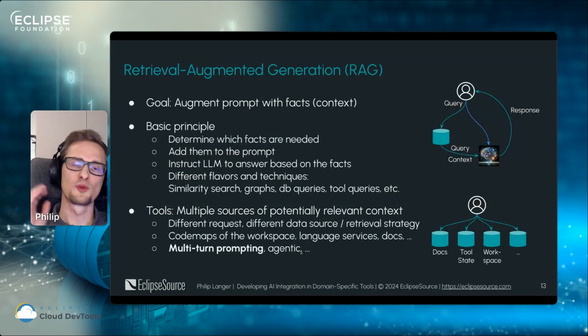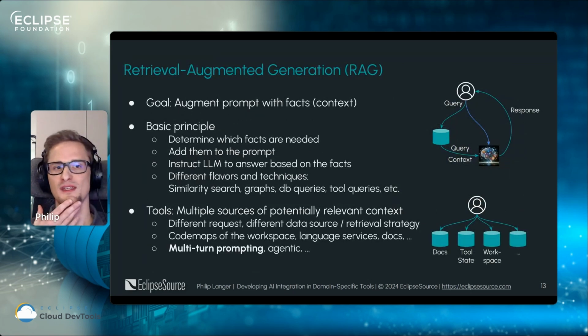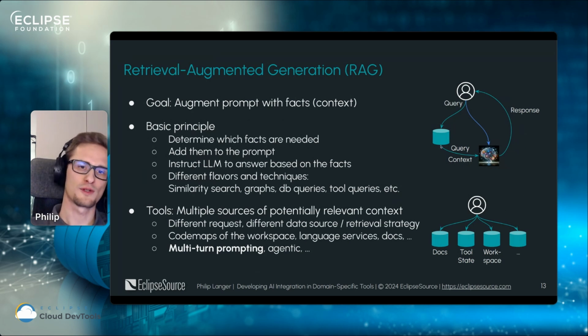And the most typical approach for doing that in the context of LLMs, I'm sure you've heard of it, is retrieval augmented generation, or RAG. The basic idea really is that instead of taking a query and going directly to the LLM, you first run through a component to determine, based on the query, which facts are needed, and then add those facts to the prompt and prompt the LLM to answer based on those facts. With that, you can basically enrich the LLM response with concrete context that is specific to the query.